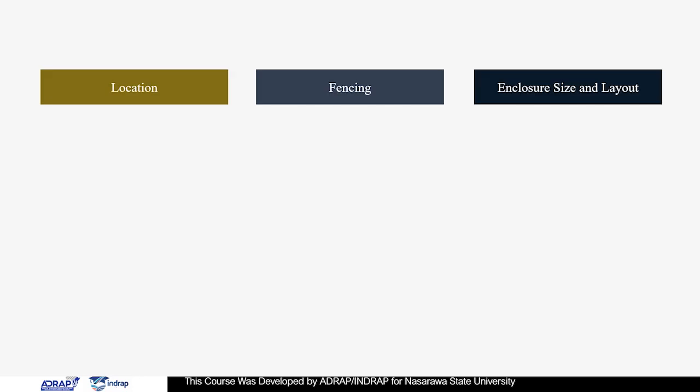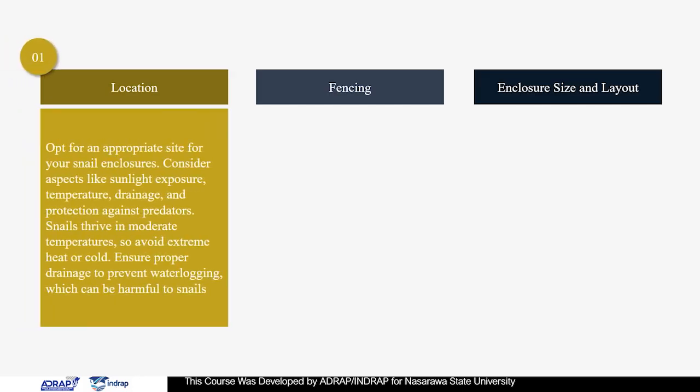Number 1, location. Opt for an appropriate site for your snail enclosure. Consider aspects such as sunlight exposure, temperature, drainage, and protection against predators. Snails thrive in moderate temperature, so avoid extreme heat or cold. Ensure proper drainage to prevent waterlogging, which can be harmful to snails.